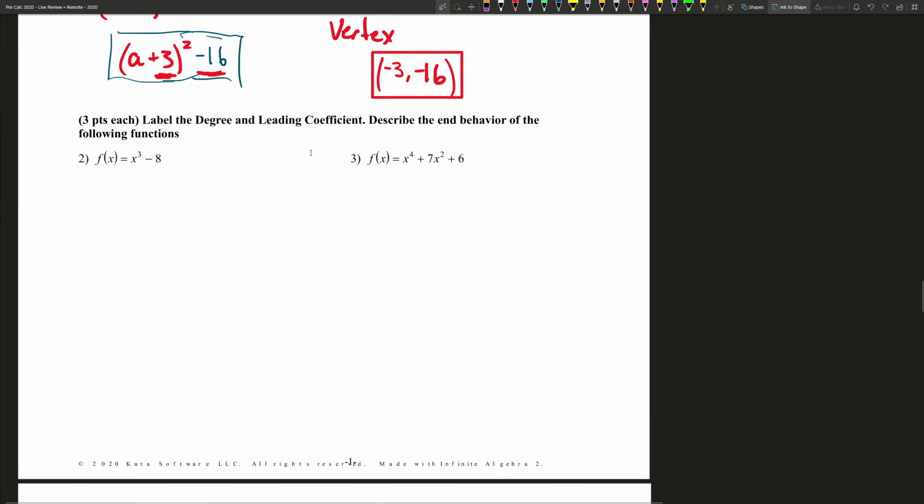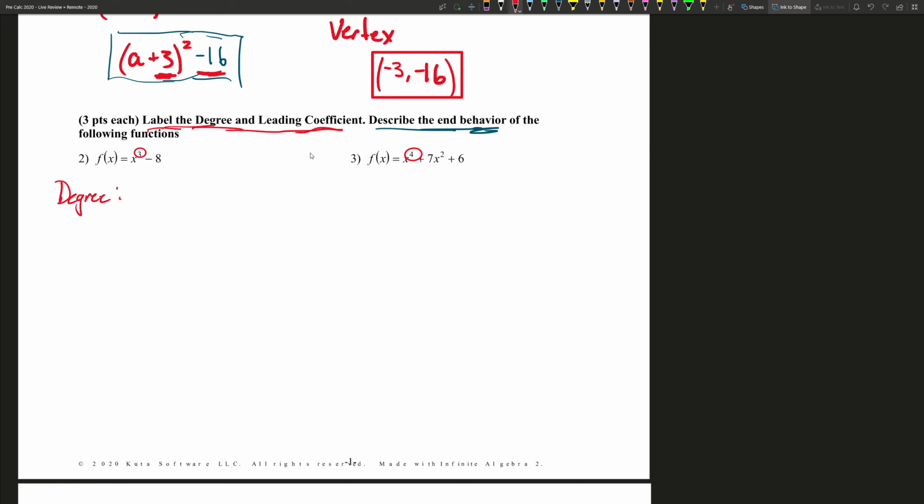Label the degree and leading coefficient, and then describe the end behavior of each function. Again, so 2 different parts to this. There's label the degree and leading coefficient, and then describe the end behavior. All right, so the first part should be really easy. All right, the degree is just the highest exponent in each of these.